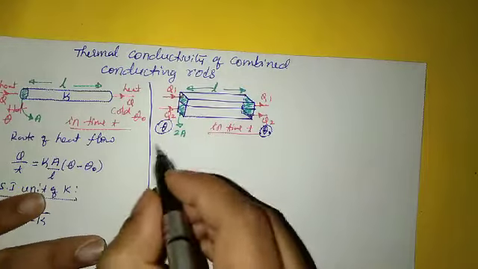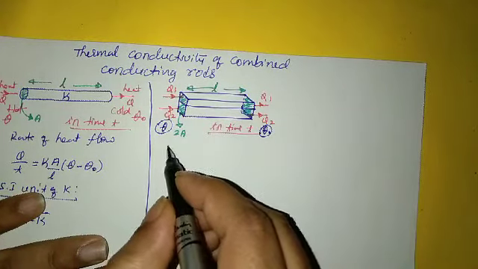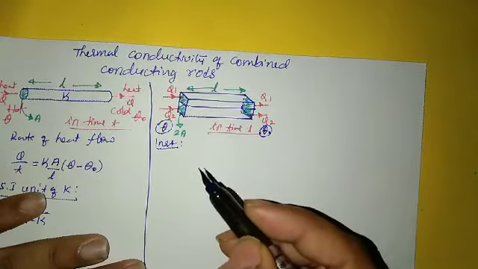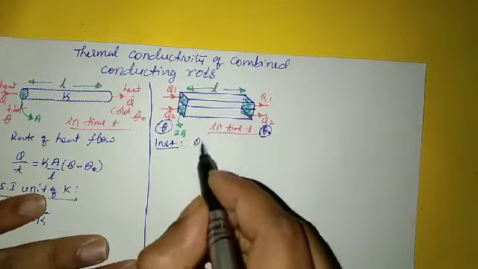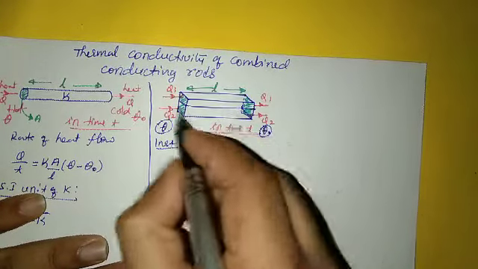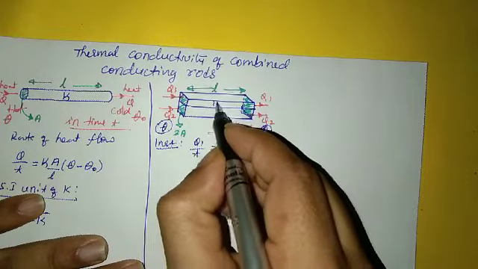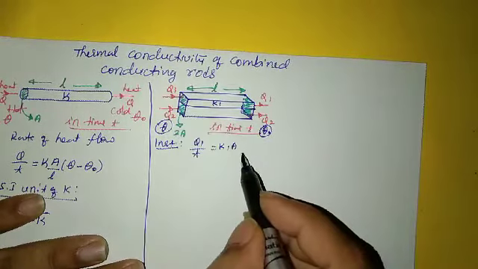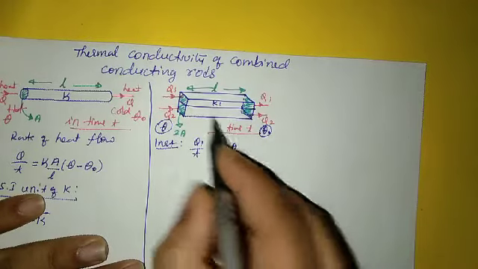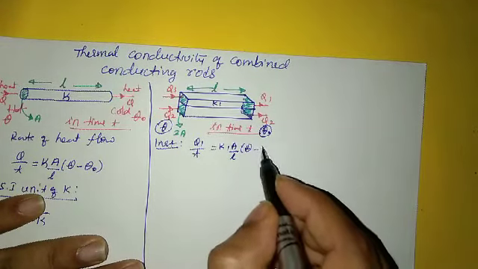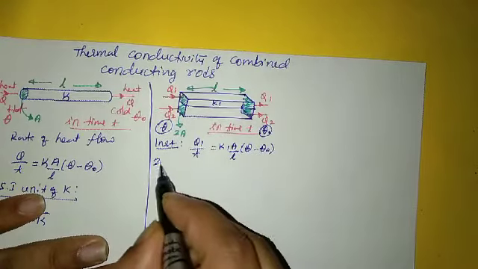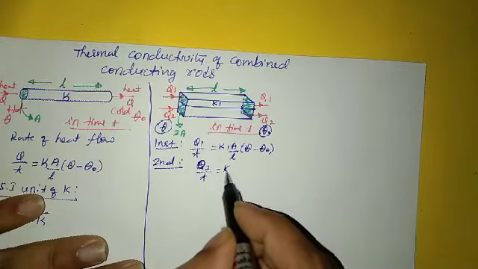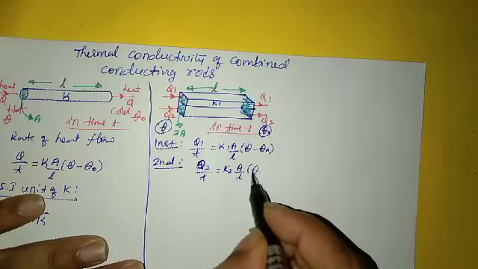Now if we want to find the rate of heat flow in the first rod, I can write Q1 divided by t equals K1, the conductivity of the first rod, into area A, divided by the length L, and the temperature difference theta minus theta O. And for the second rod, I can write Q2 divided by t equals K2 into A divided by L, again theta minus theta O.